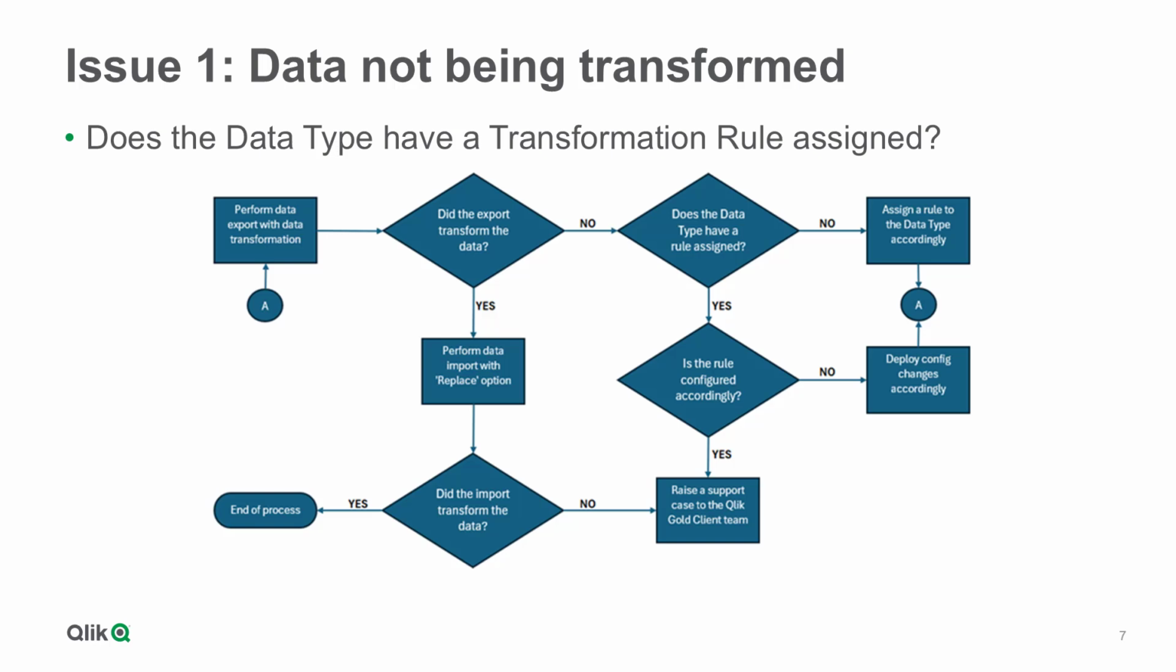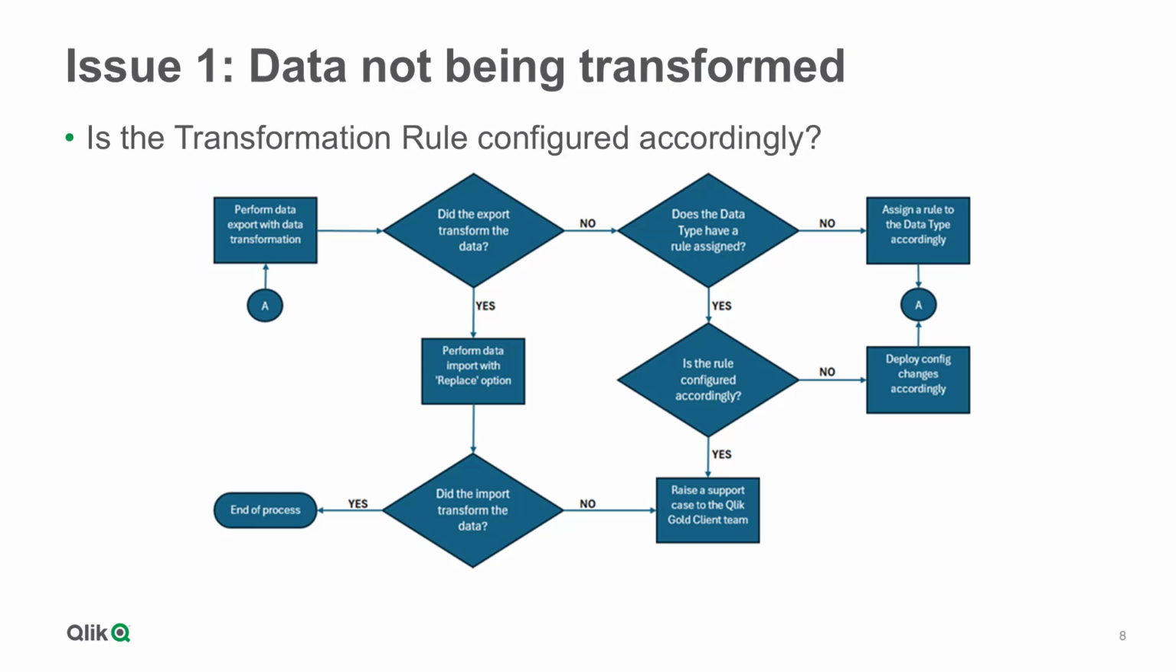The first step is to confirm whether the data type in question has a transformation rule assigned. If not, the rule should be assigned accordingly and a new data copy performed. This should resolve the issue. However, if a rule is already assigned, then check if it is configured accordingly. Here are some things to keep in mind.